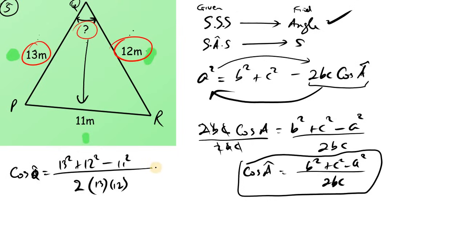192. And 2 times 13 times 12 is equal to 312. And if I work this out, let's put 192 back in our calculator, divided by 312. The order is important, so make sure you write the 192 first, then the division sign, then 312. And then you're going to get 8 over 13.